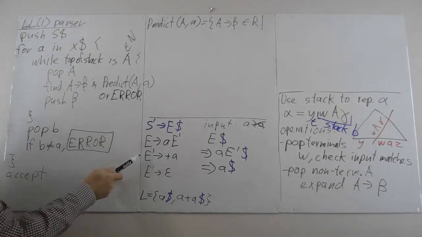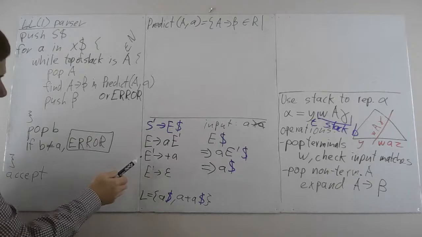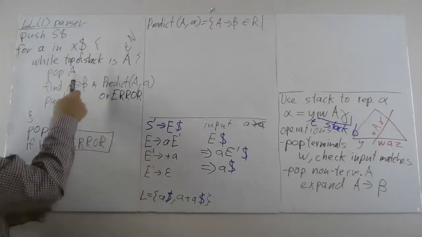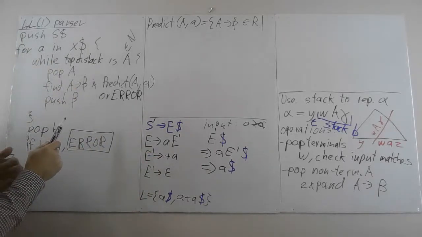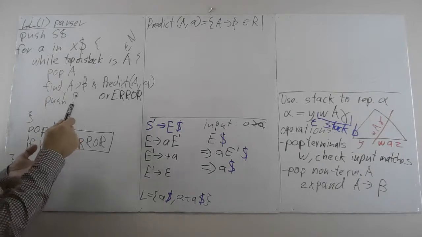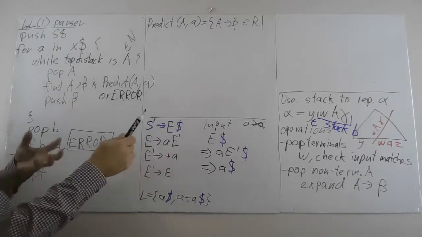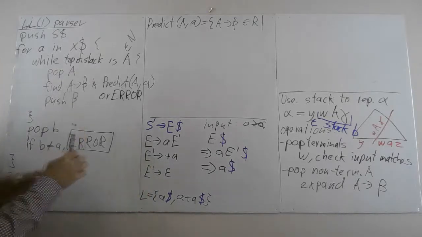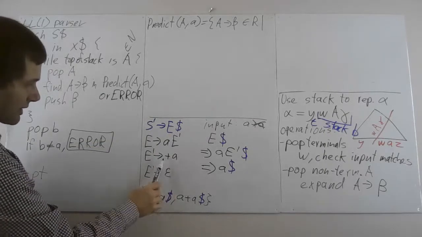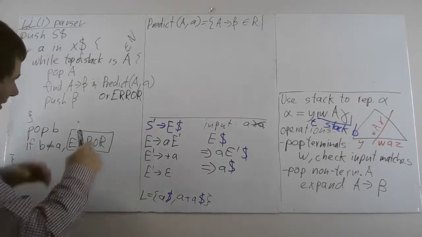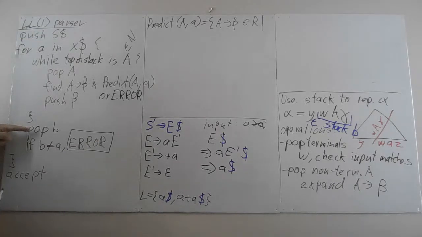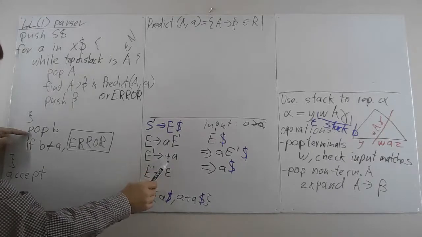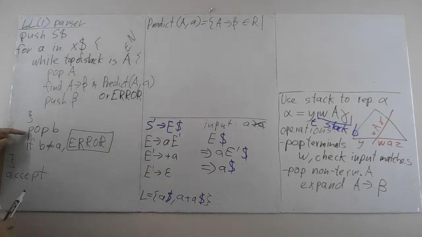Well, let's say my input was A plus A. And so my next input symbol, my little a in the algorithm, was plus. And I was trying to expand E prime to something. Well, I probably want something that starts with a plus. So I'm going to be pushing one of these right-hand sides onto the stack. And then, after the loop down here, I'm going to pop the first symbol in that right-hand side off the stack.